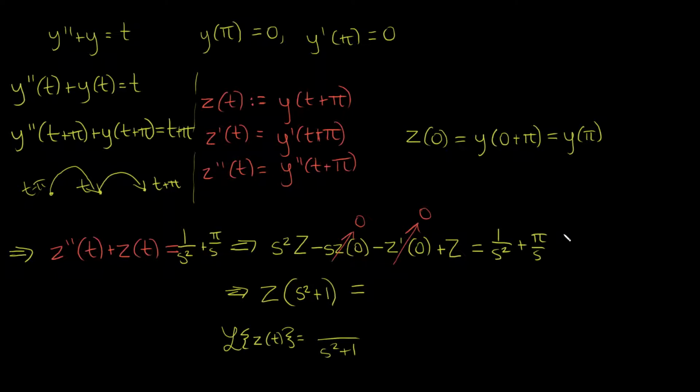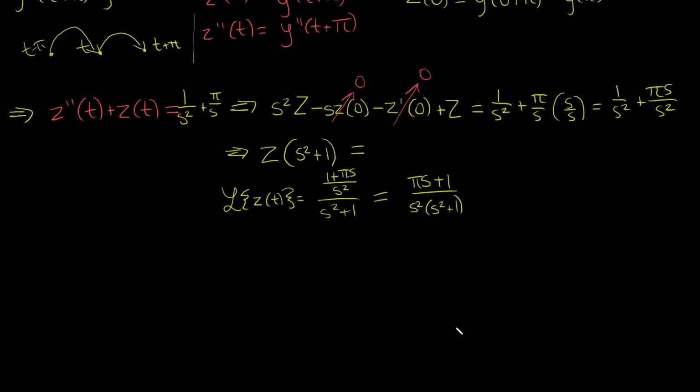You know, we can simplify that a little bit if we multiply this one by s over s. This is going to be 1 over s squared plus pi s over s squared, which can then merge the denominators to be 1 plus pi s over s squared. And now that we're also dividing by this, we can just take it down to the bottom, and we get pi s plus 1 over s squared times s squared plus 1. This is what the Laplace transform of z is. Now, if we could just find what the inverse Laplace transform of this right-hand side is, we will be golden.